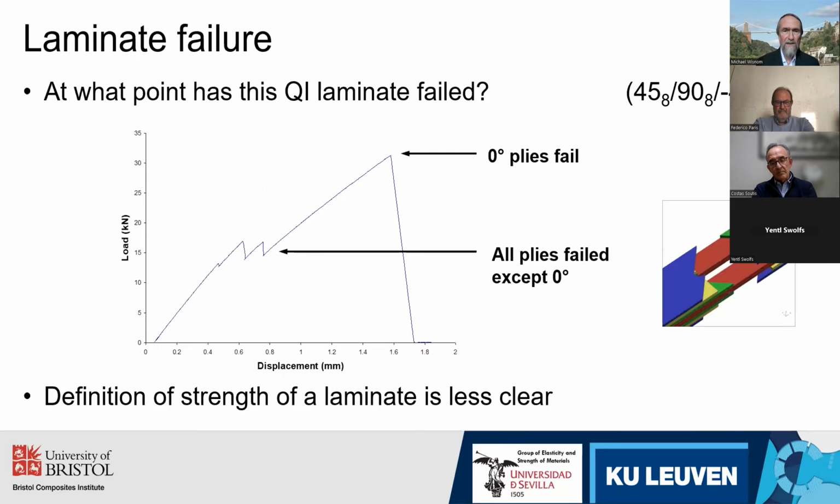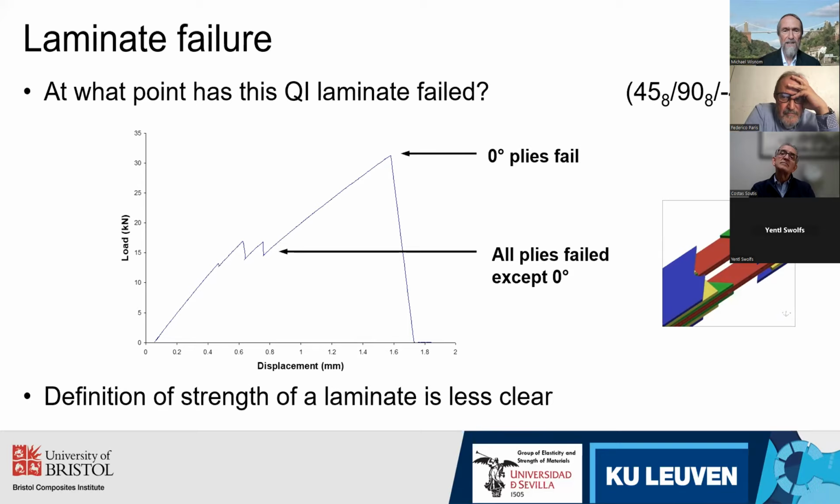So laminate failure is really quite difficult. I think it's more difficult than the strength of a unidirectional material. In this plot here, I've shown a response of a plus or minus 45, 90, naught quasi-isotropic laminate with quite thick ply blocks. And what you can see is that some initial failure occurs quite early on, and then we have these two load drops, and that's because of failure of the 45 and 90 plies and delamination.